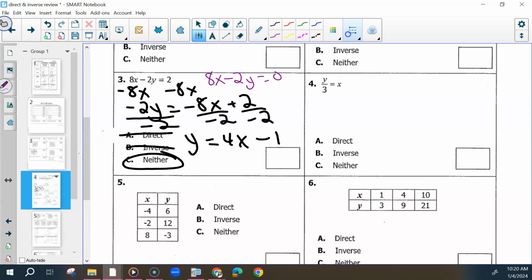What about the negative and 0? Yes, if we solved this problem and got y equals 4x plus 0, then that would count, yes. Number 4, this is not in either format, your y equals kx or your y equals k over x, so you have to solve for y, get rid of the 3, and then figure out which format that's in. Is that direct, inverse, or neither?